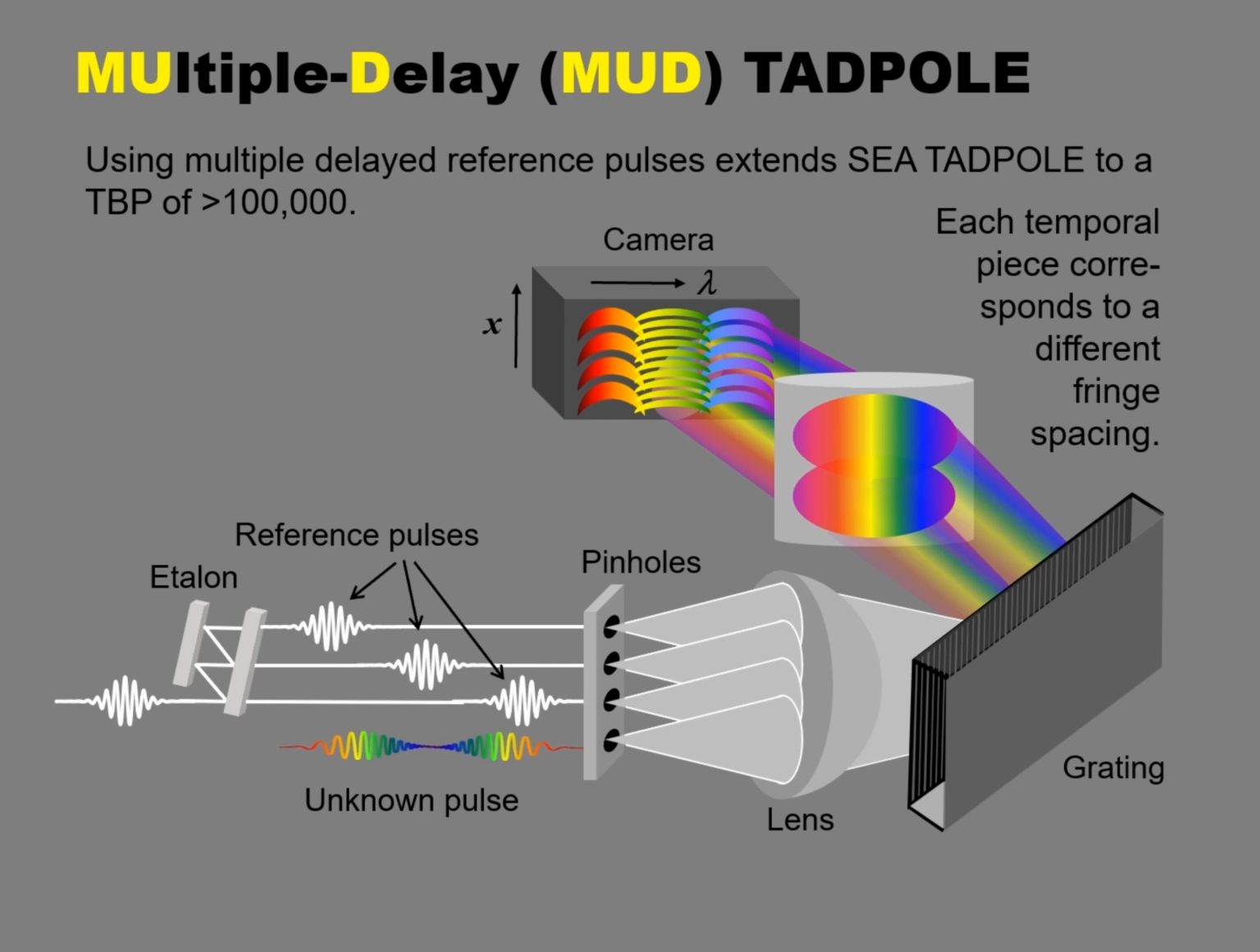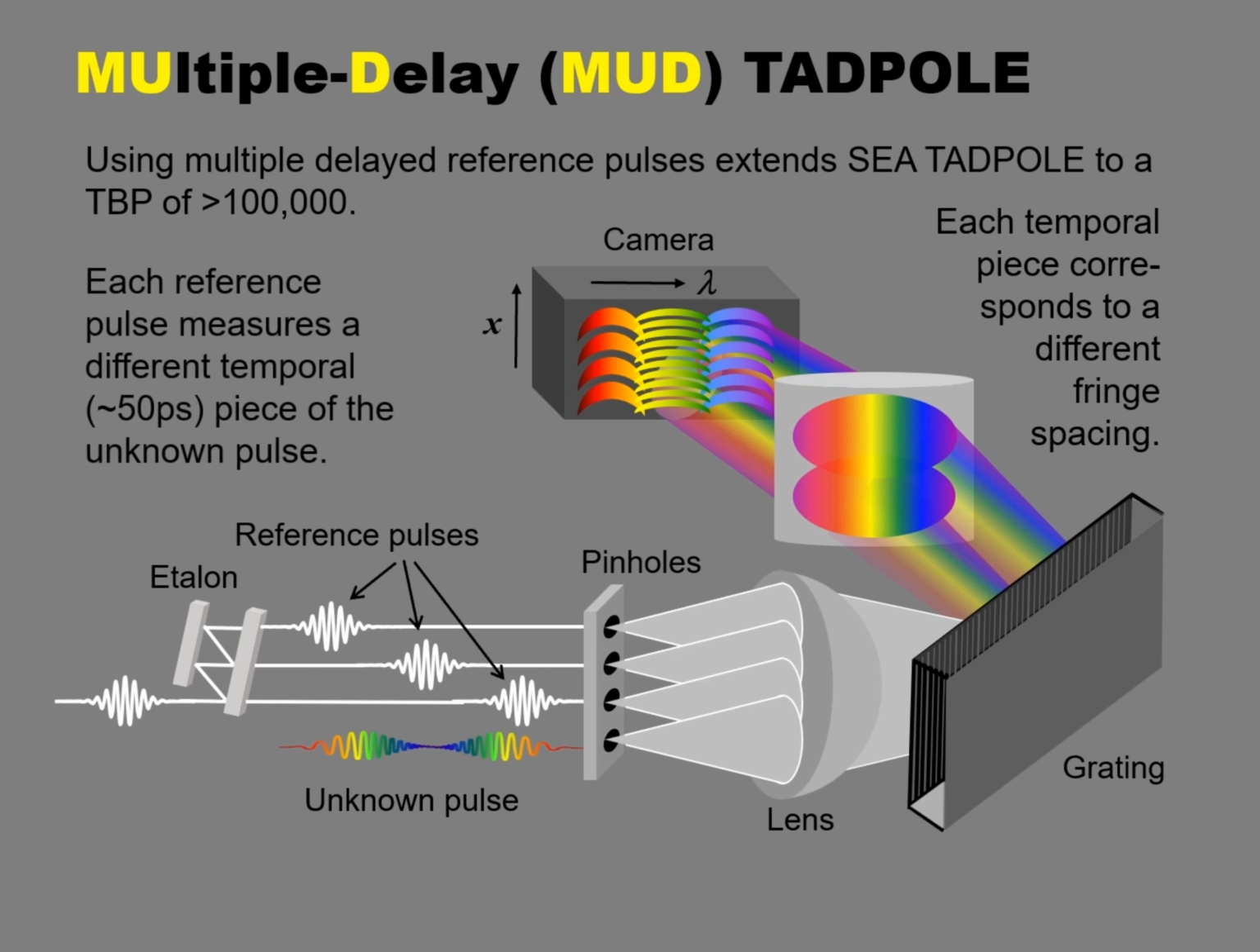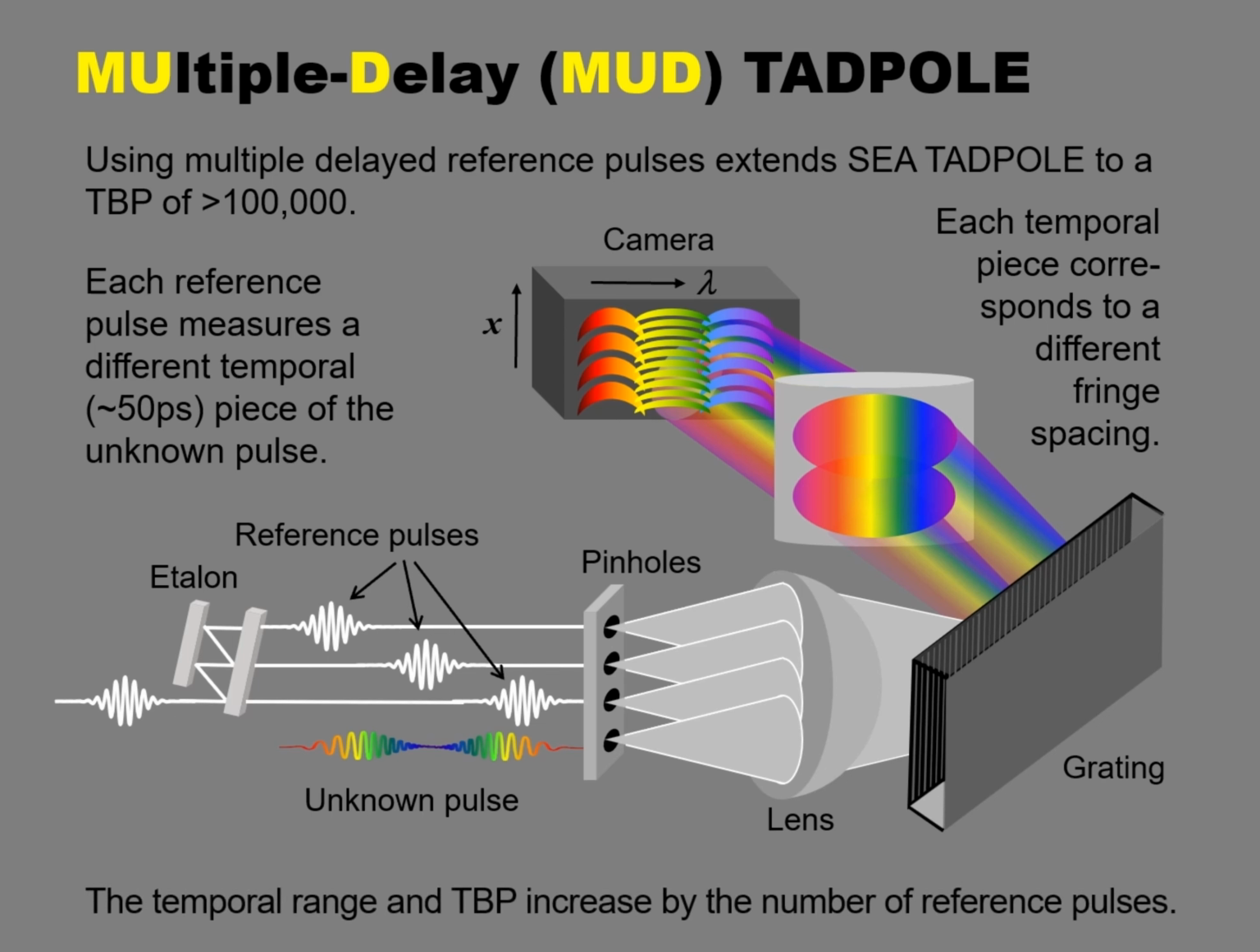Each reference pulse overlaps with a different temporal piece of the unknown pulse and generates spatial fringes with a different spacing. Keep in mind that the reference pulse expands by a large factor inside the spectrometer, in particular to the inverse of the spectrometer resolution, so typically about 50 picoseconds. And so each reference pulse measures about a 50 picosecond piece of the unknown pulse. The temporal range, and hence the maximum measurable time bandwidth product, is that of the C-TADPOLE device, here about 50 picoseconds, times the number of reference pulses. It's easy to generate a lot of reference pulses, and this increases the measurable pulse complexity by a large factor.